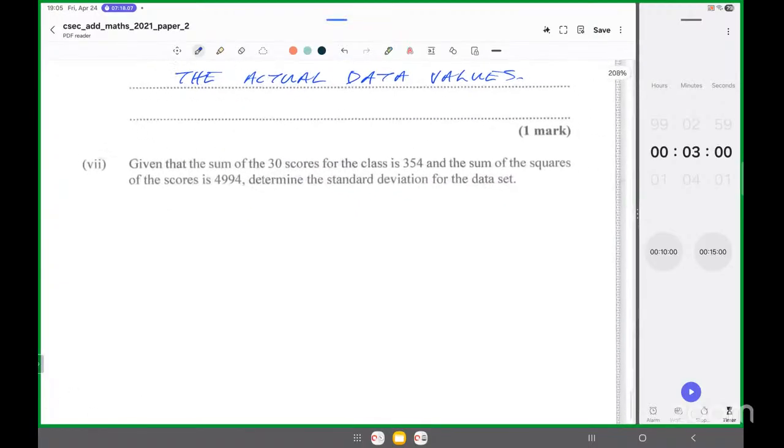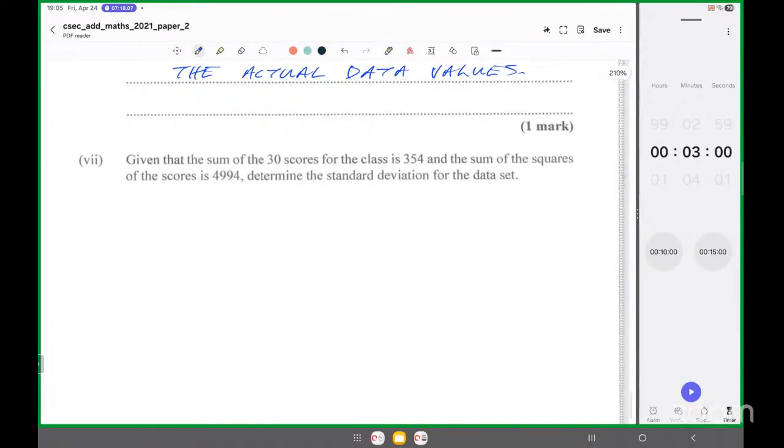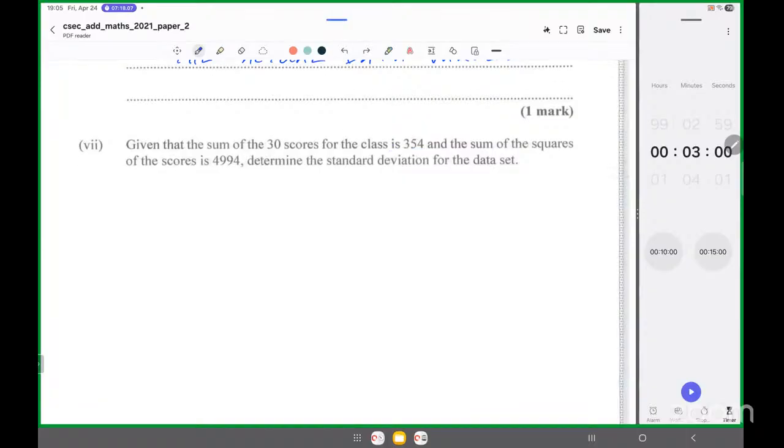It says, given that the sum of the 30 scores is this, and the sum of the squares of the scores is this, determine the standard deviation. So you're going to use the formula for standard deviation. The sum of the scores they just gave us is for you to be able to find the mean. But this is the formula for standard deviation. I'm going to show you now.